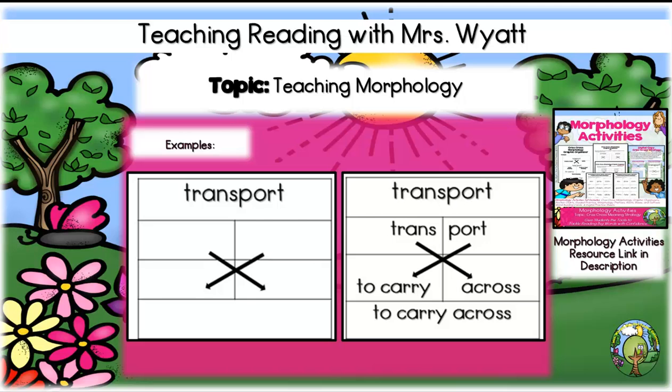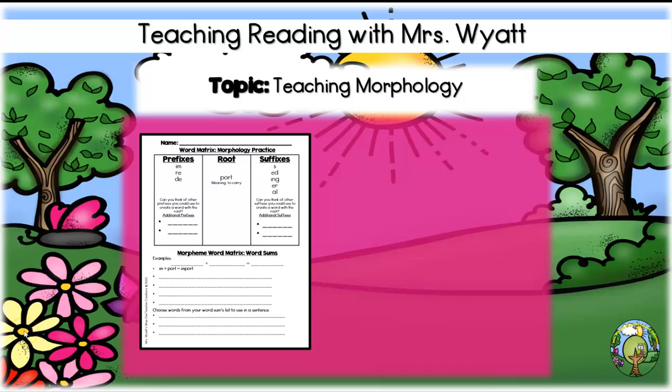All right, so the next strategy you can use is using a word matrix, and then using that word matrix to create word sums. This is going to give students an opportunity to manipulate previously taught prefixes, roots, and suffixes to build new words and determine those word meanings.